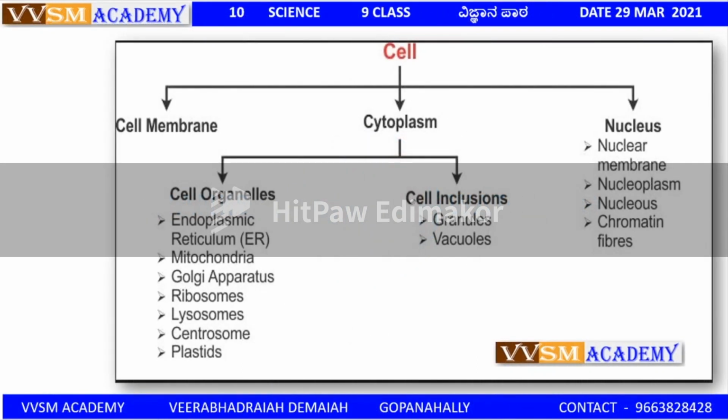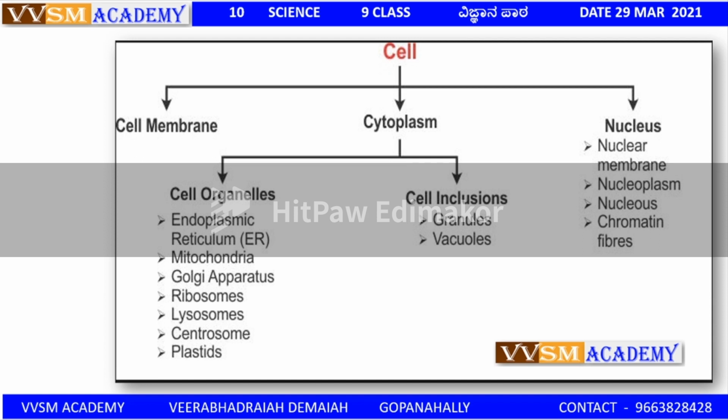Well, the cell consists of three main important parts, components of the cell: cell membrane, cytoplasm, nucleus. Cell membrane is the outermost layer of the cell. Cytoplasm is another important component, which is further divided into cell organelles and cell inclusions.